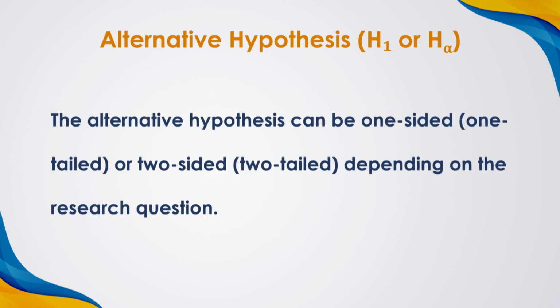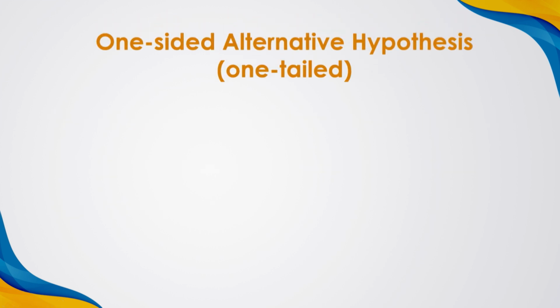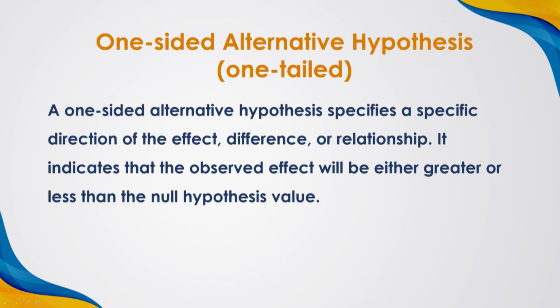The alternative hypothesis can be one-sided or two-sided. It is also called one-tailed test or two-tailed test depending on the research question. One-sided alternative hypothesis, it is nothing but one-tailed test. A one-tailed alternative hypothesis specifies a specific direction of the effect, difference, or relationship. It indicates that the observed effect will be either greater or less than the null hypothesis value.